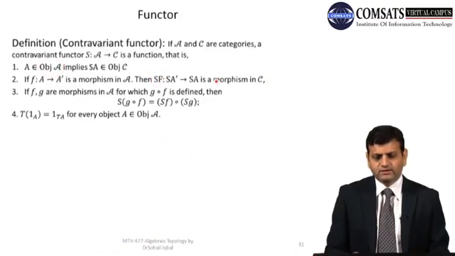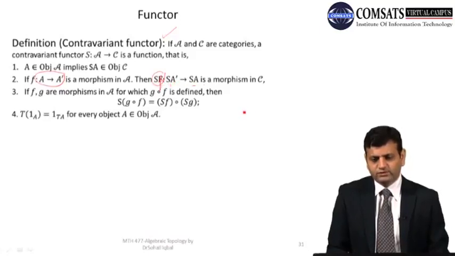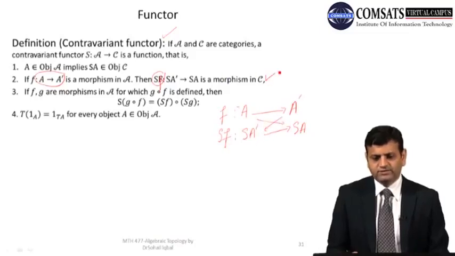We can define another type of functor called a contravariant functor. Everything else remains the same except that, if F is a morphism from A to A prime, then SF will be a morphism from SA prime to SA. Notice that the arrow is reversed. A prime is now here and A is now here. The arrow is reversed, so that's why this is a contravariant functor.